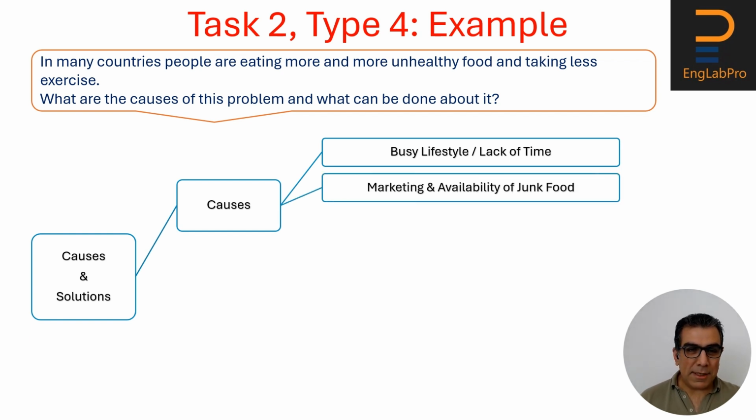The other one is marketing and availability of junk food. By that, I mean the unhealthy snacks and sugary drinks that are heavily advertised, especially to children. And these products are cheap and available everywhere.